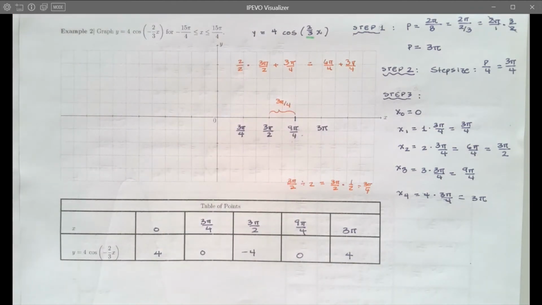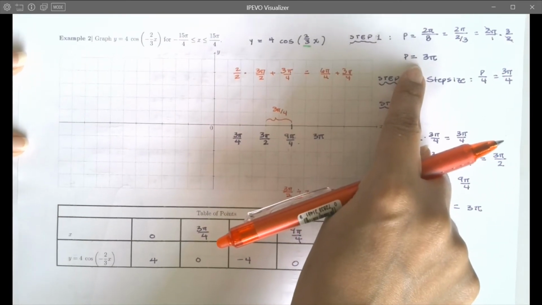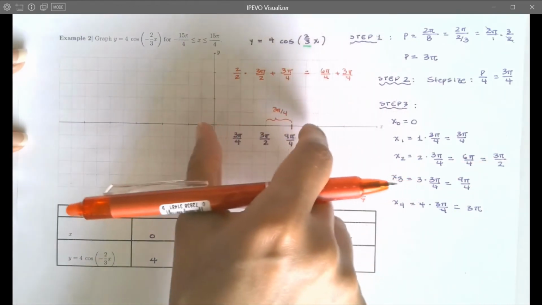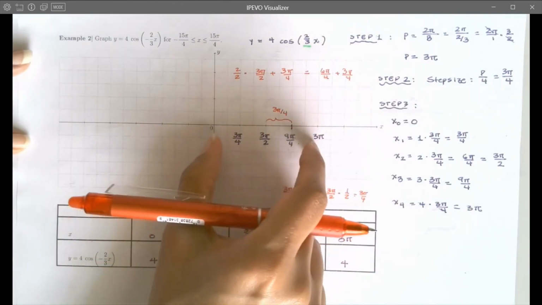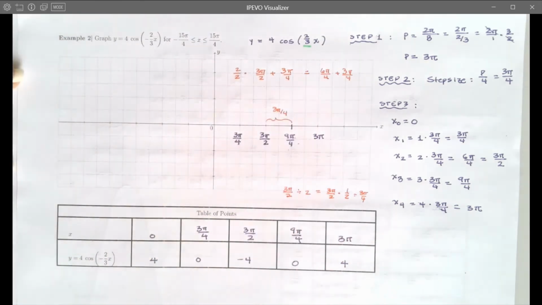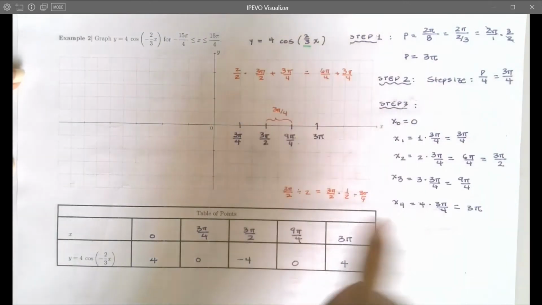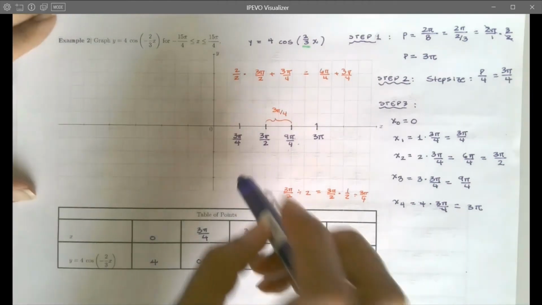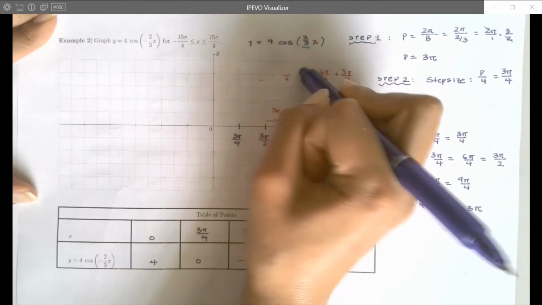And how did I know how to do that? Well, I know that the full cycle happens in 3 pi radians, and when I took that and divided it into 4 equal parts, it gave me 3 pi over 4. So that's essentially the same thing I did, but now on the graph. Take 3 pi and divide it into 4 equal parts, and you'll get these x values. Okay, we're going to be graphing the cycle then.